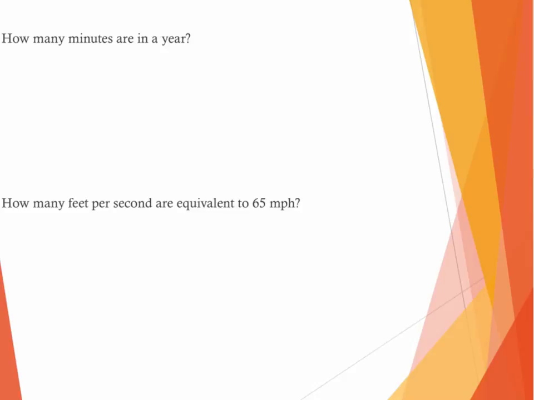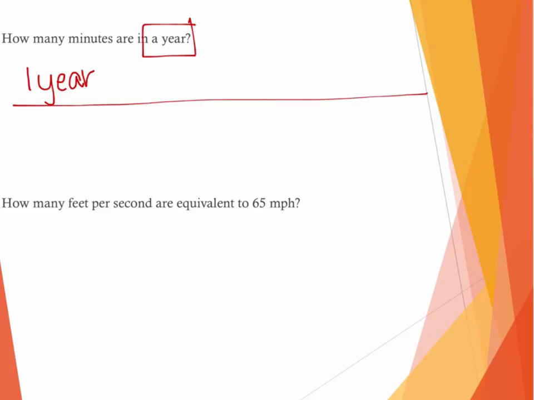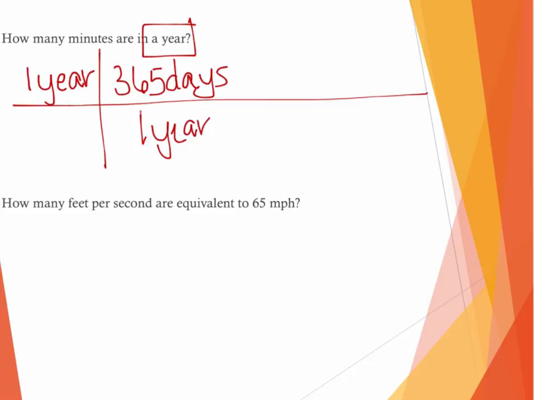Let's try it with another example. How many minutes are in a year? So I start off with 1 year. Okay. Year, we would then go into days. We know that in 1 year there are 365 days. So that's how I can get years to cancel. Okay, days, we want to go down into minutes, so first we're going to go into hours.